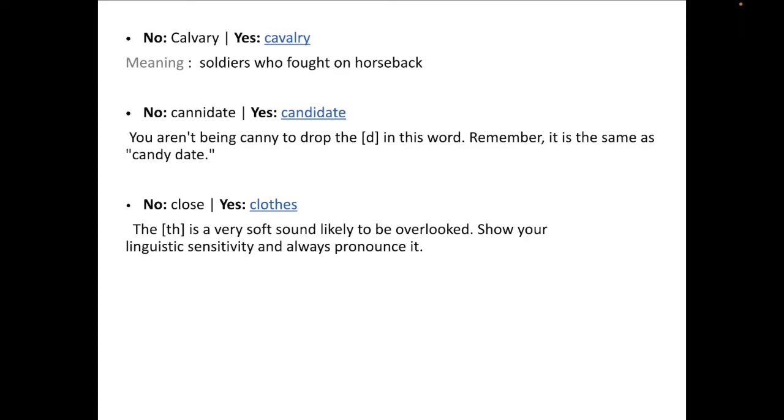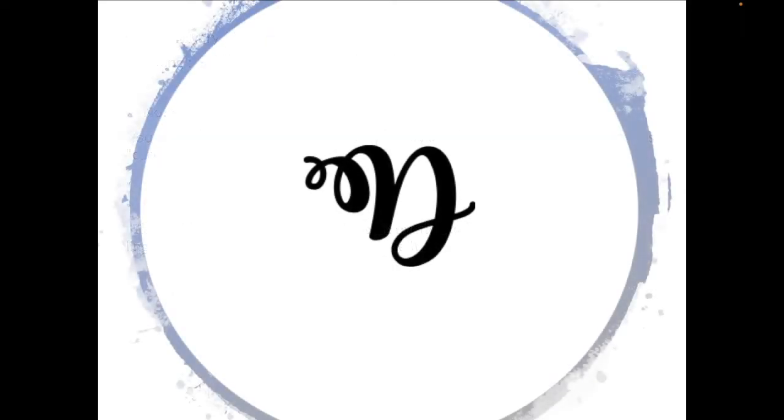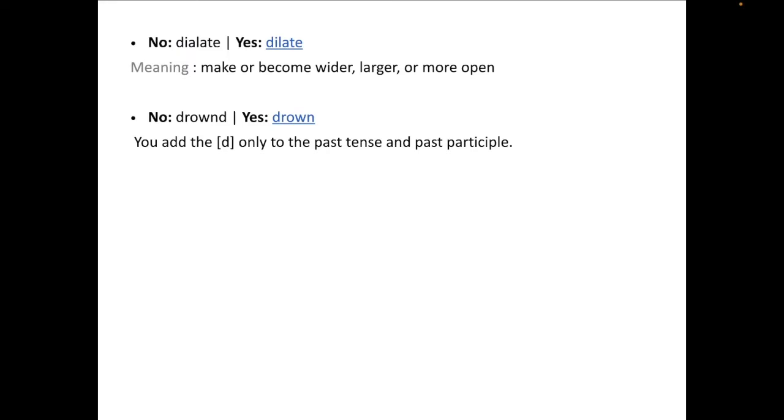The next word is close. It's not close, it's clothes. The th is a very soft sound likely to be overlooked. Show your linguistic sensitivity and always pronounce it. The next letter is D. It's not dilate. The correct pronunciation for this word is dilate, meaning make or become wider, larger, or more open.